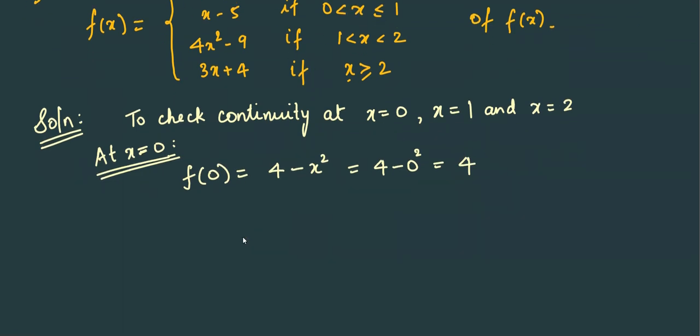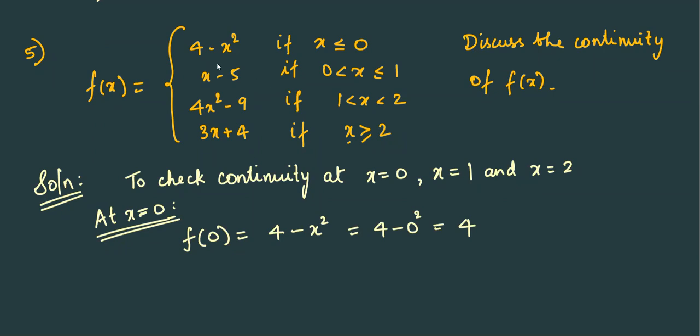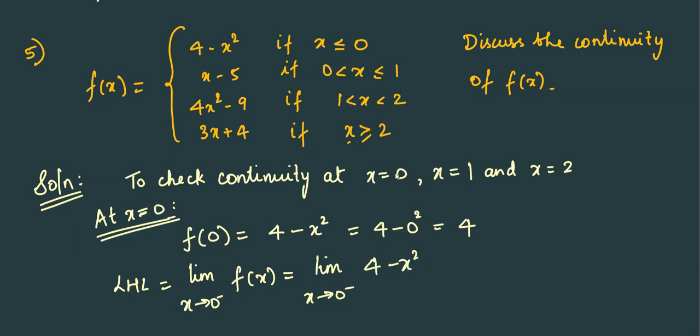Now let us check the left hand limit. Limit x tends to 0 minus f of x, which is limit x tends to 0 minus 4 minus x square, because when x is less than 0, function is defined by 4 minus x square. So you get 4 minus 0 square, which is 4.